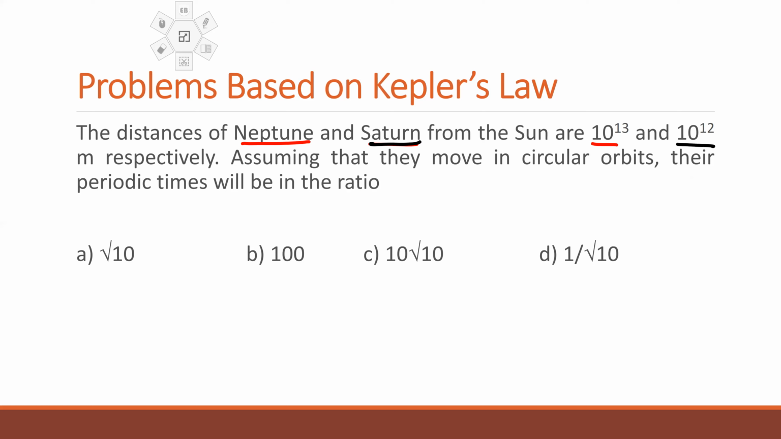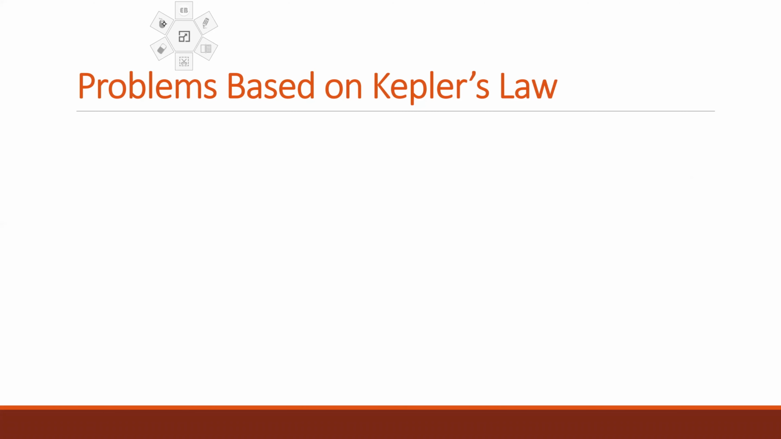Assuming that they move in circular orbits, their periodic times will be in the ratio. Here you have to use Kepler's third law. The third law is T square is directly proportional to R cube. But we need to find T, so T is directly proportional to R to the power of 3/2. That means T1 divided by T2 equals R1 divided by R2 raised to 3/2.